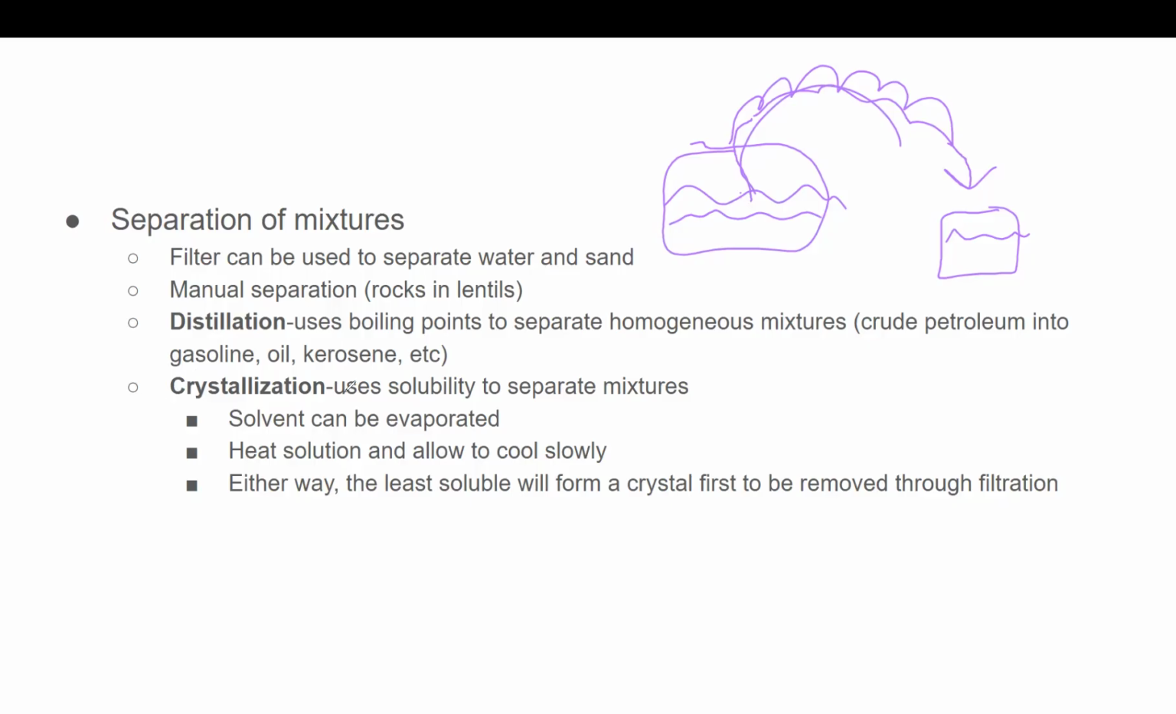You also have crystallization, and that uses solubility to separate mixtures. To use crystallization, you actually use a solvent in this mixture. A solvent is what is doing the dissolving, and you evaporate it. You heat the solution slowly and allow it to cool slowly. When you do that, the least soluble will form a crystal first, to be removed through filtration.